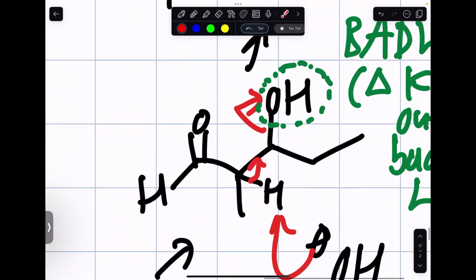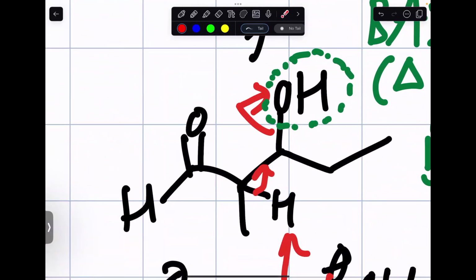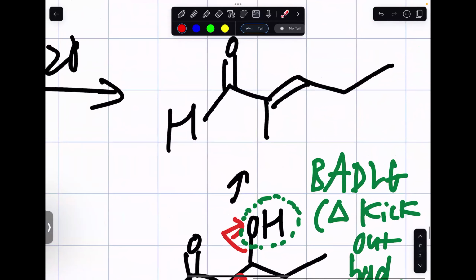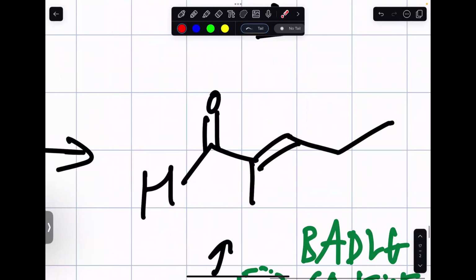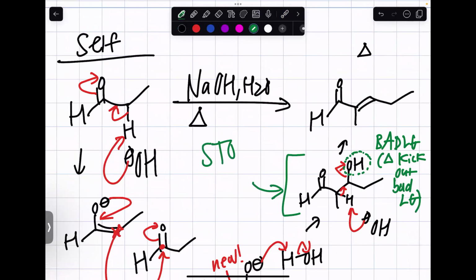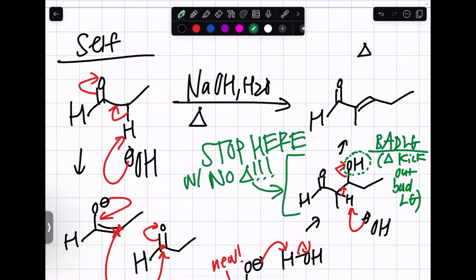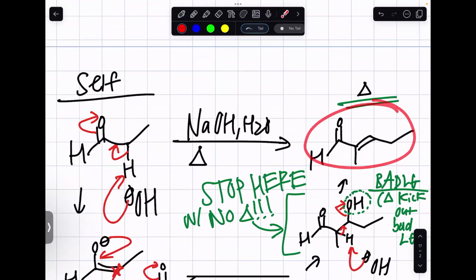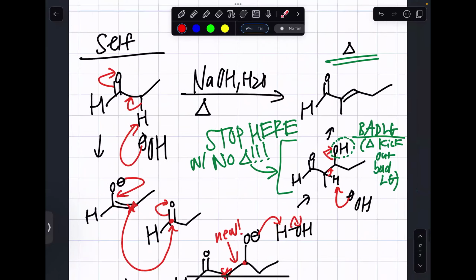So that's why if you have no heat, you stop here, because that OH is not going to leave. But if you do add heat, there's enough energy to kick it out and make this enone. With heat, you go all the way to this enone, an alkene next to a carbonyl, an alpha, beta unsaturated carbonyl. Does that make sense so far?